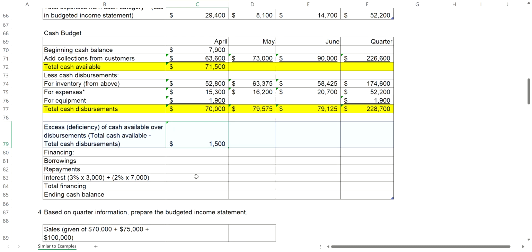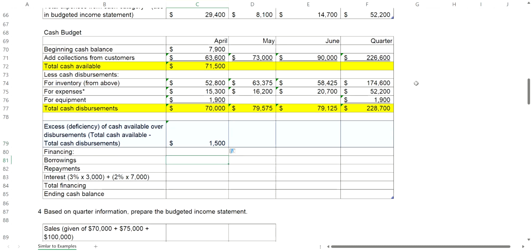Now remember, it said you wanted at least a minimum balance of $4,000. To get to $4,000, we would need $3,500. $4,000 minus the $1,500 we have is $3,500. But it says we borrow in increments of 1,000, sorry. So that means we would have to round it up to 4,000. Okay, so therefore our cash available at the end.